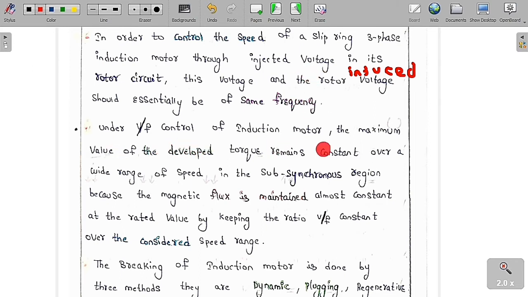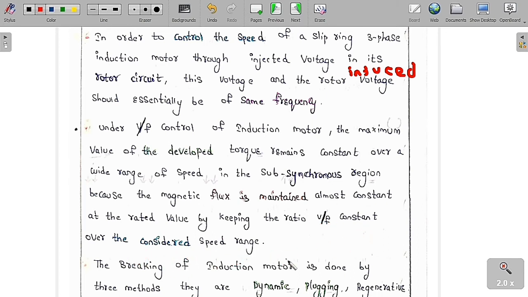Under V by F control of an induction motor, the maximum value of the developed torque remains constant over a wide range of speed in the subsynchronous region, because the magnetic flux is maintained almost constant at the rated value by keeping the ratio V by F constant over the considered speed range.